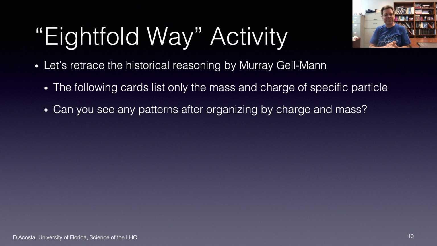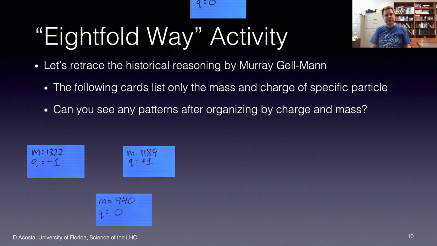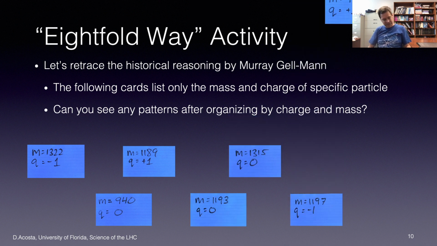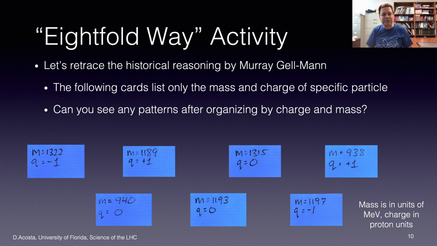It's a card game, or sorting game, I would like to say, where cards will list only the mass and charge of specific particles. And the idea is whether you can see any patterns after organizing these cards by charge and mass. So what are the cards? Here they come in. All that's listed there is m and a value. That turns out to be the mass of that particle in units of MeV. And the charge is called Q, 0, -1, +1, in units of the proton's electric charge.